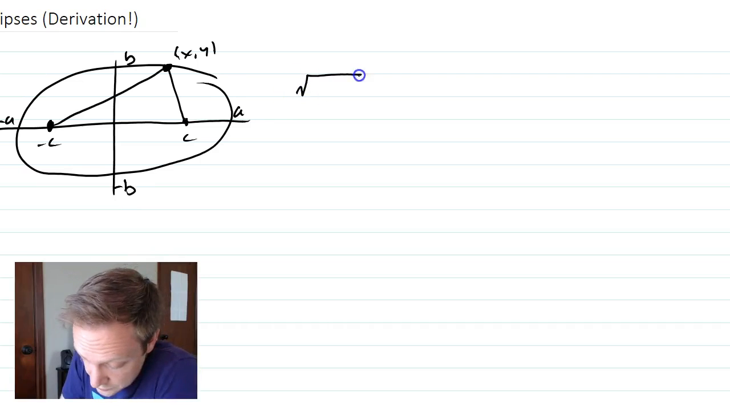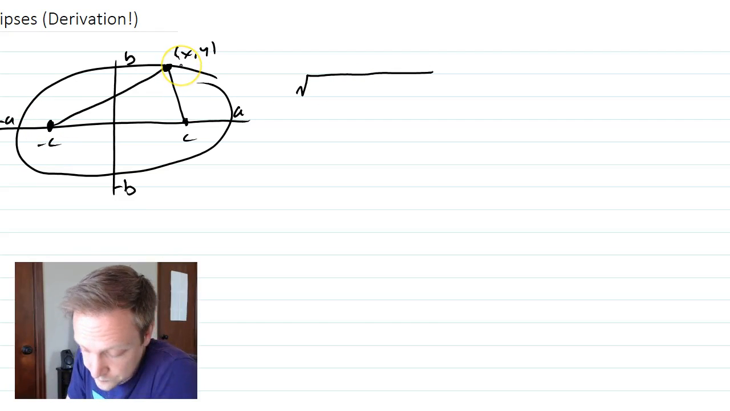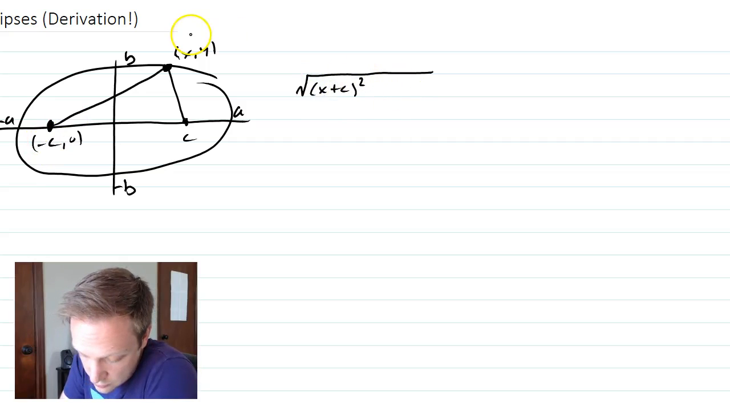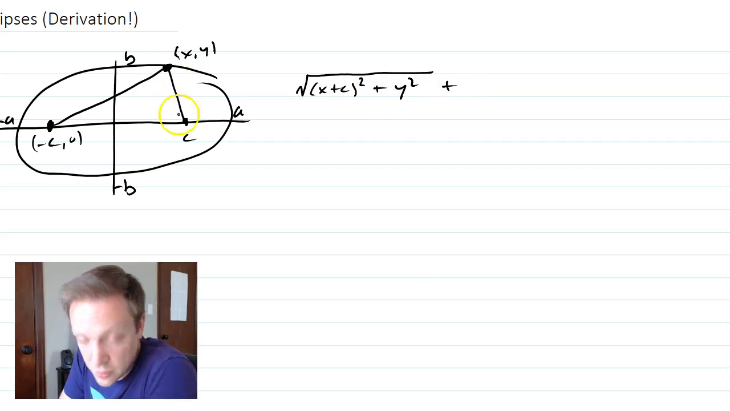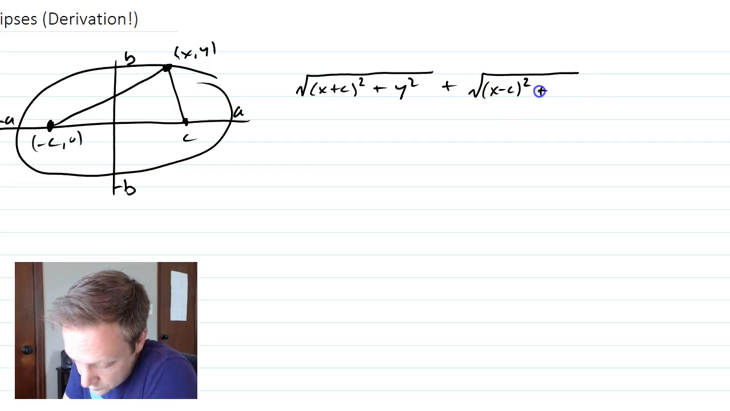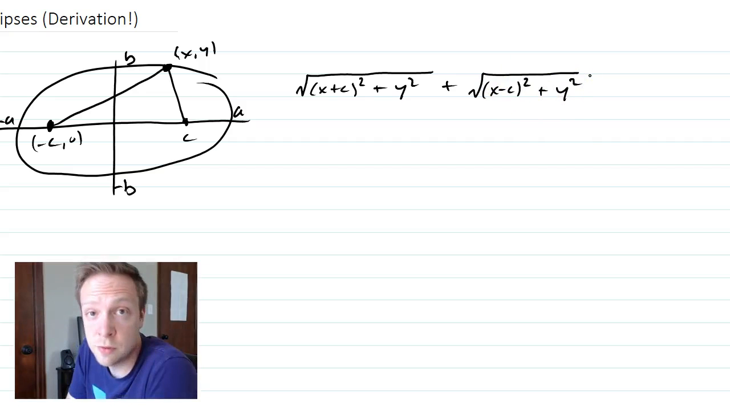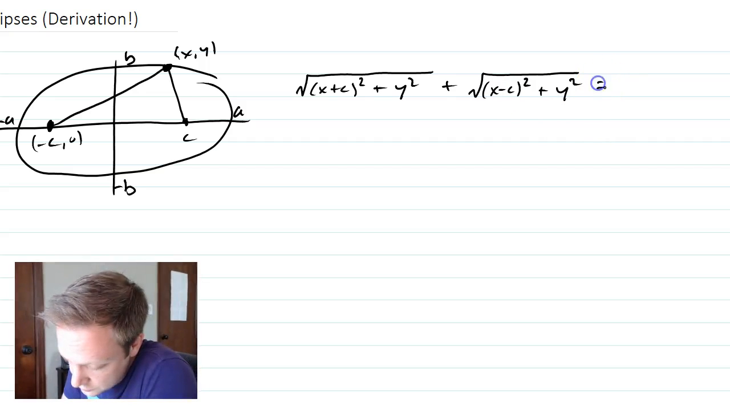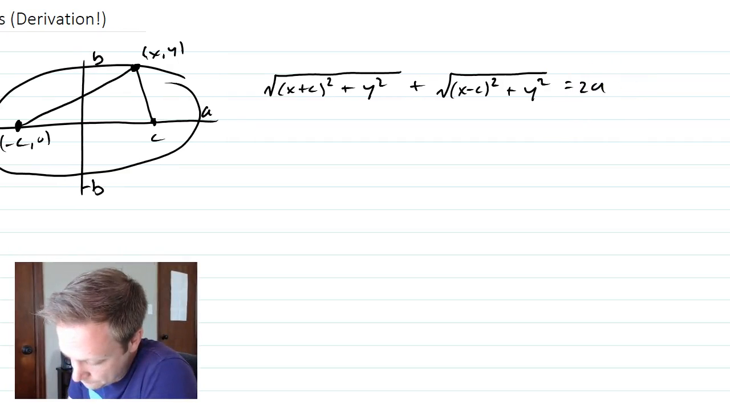So first of all, the distance from here to there is going to be, well, you do x minus negative c, so that's going to be the square root of x plus c squared plus y minus 0, which is just y squared. We're going to add on the other distance between the other focus and that point, so that's going to be the square root of x minus c squared plus, again, just y squared because y minus 0 is y. And this should all equal 2a.